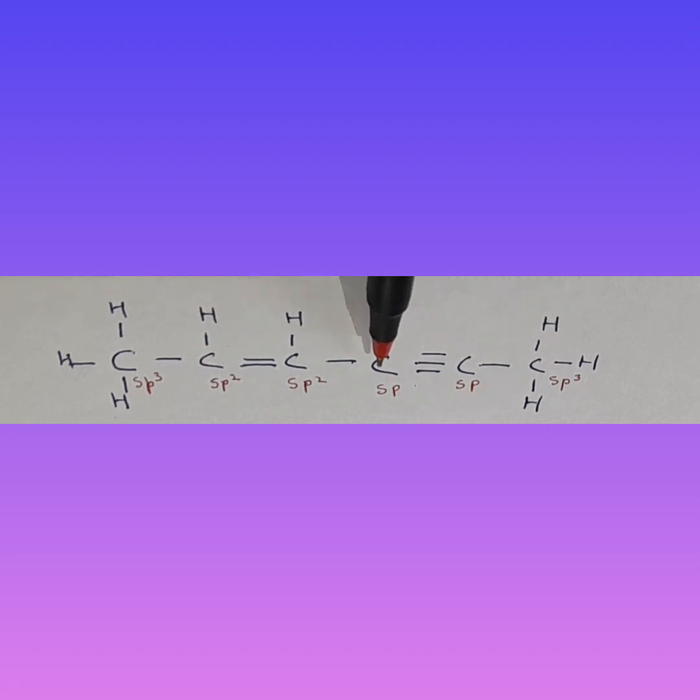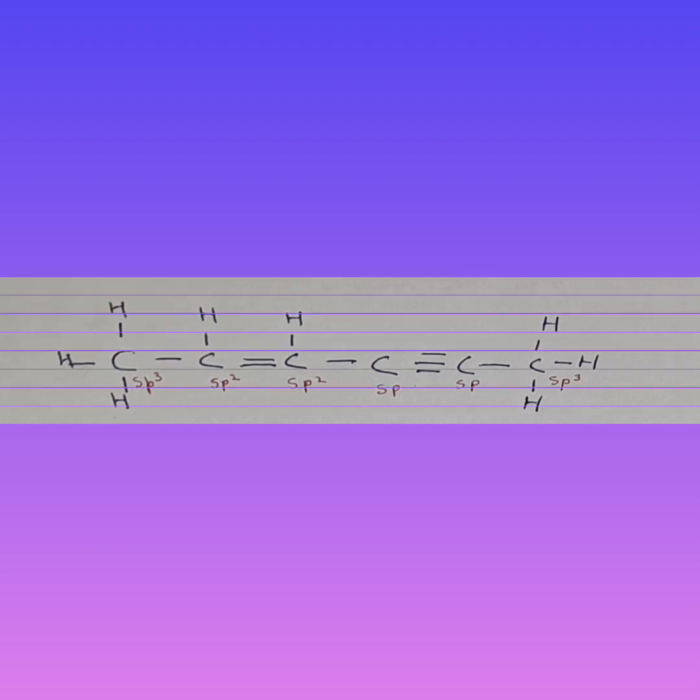So sp hybridization. Similarly, over here also we have sp hybridization, and here we have sp3 hybridization because of 1, 2, 3, 4 groups attached. So this is just a way to explain hybridization in terms of groups. Otherwise, we obviously know in terms of carbon, it is always single bond, double bond, and triple bond.